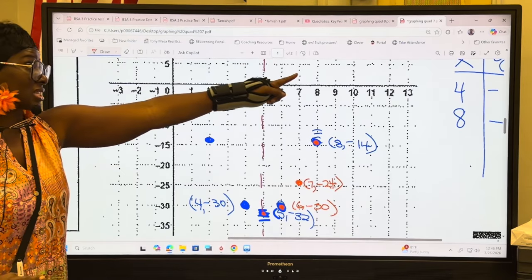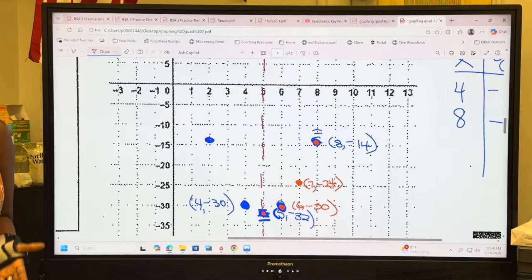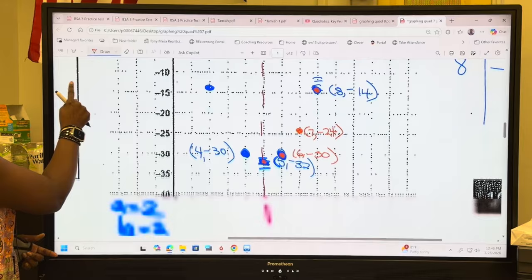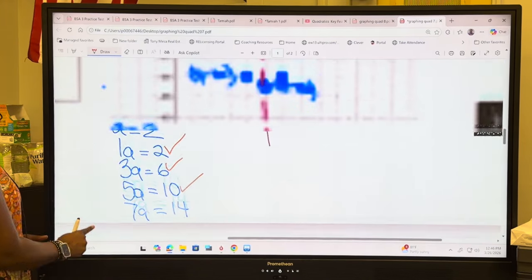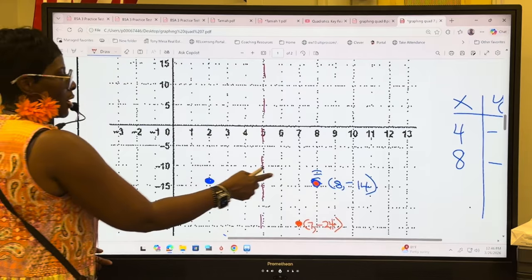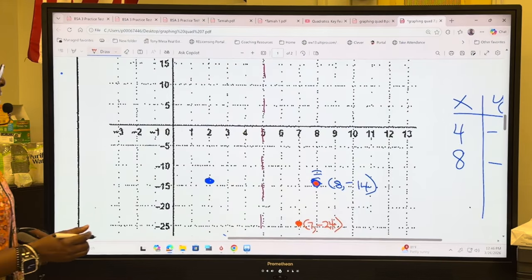I still haven't hit this thing yet. I could reflect them, but remember, my whole point is to find my x-intercepts, and I'm not there yet. So what do we do now? We did 10. Our next number is what? 14. So now I'm going to go right 1, and then you're going to put plus 14 in your calculator. What do you get? 0.